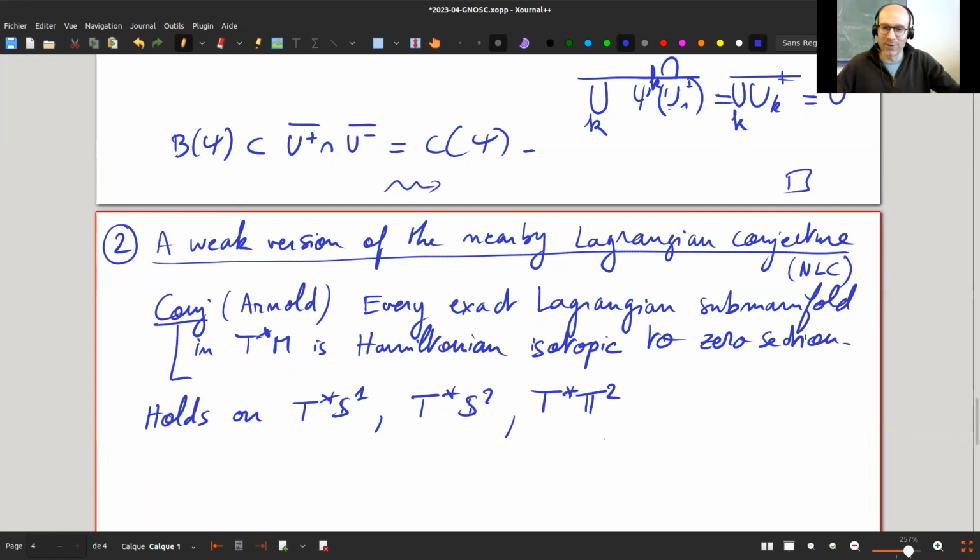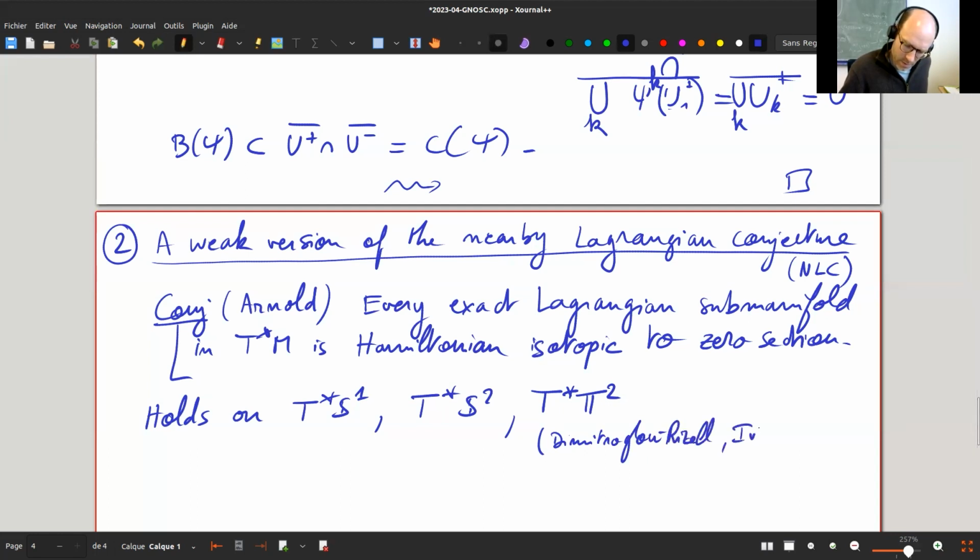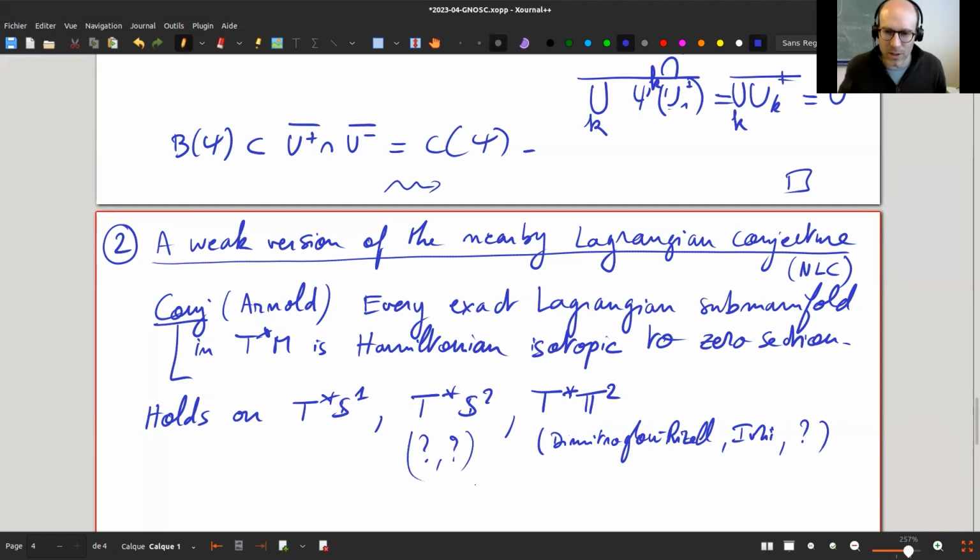And I also forgot the names of all the authors, except that I know that there is Dimitroglou Rizell among them. I think there's Ivrii as well. And here there are also several authors, but I forgot. But that's the only cases which are known.